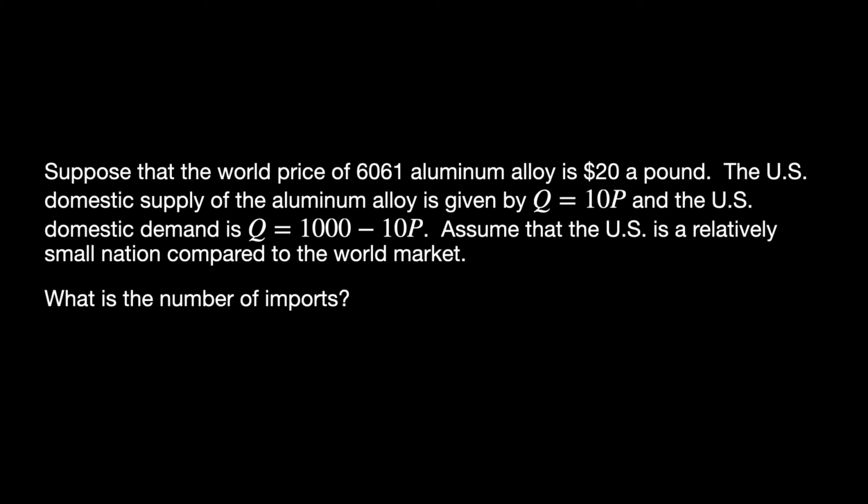The U.S. domestic supply of the aluminum alloy is given by Q equals 10p, and the U.S. domestic demand is Q equals 1000 minus 10p. Assume that the U.S. is a relatively small nation compared to the world market. What is the number of imports?